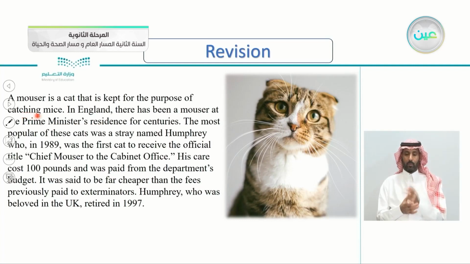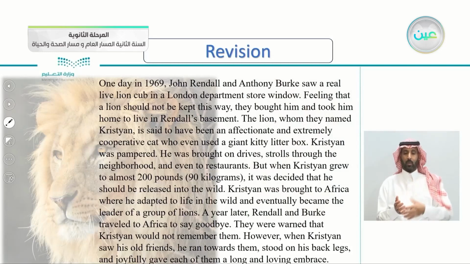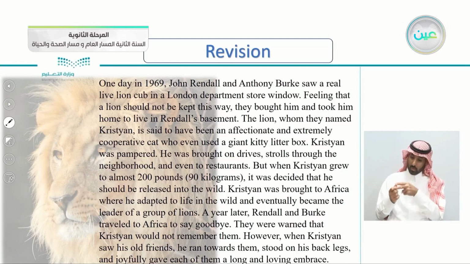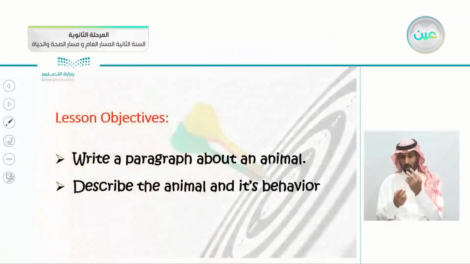Then we talked about this lion, and one day in 1969, John Randall and Anthony Burke saw a real live lion cub. Cub means a small or baby lion. A live lion cub in a London department store window. Then they released it. Then they came again one year later. They thought that the lion wouldn't recognize them, but he did. So these are today's objectives.